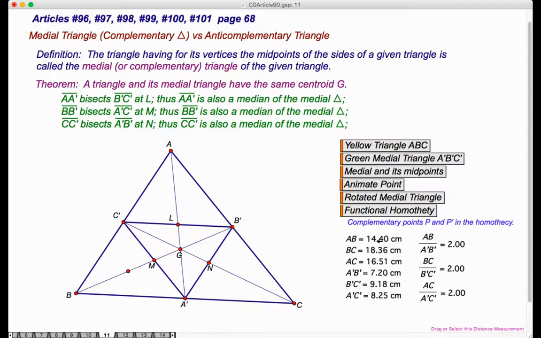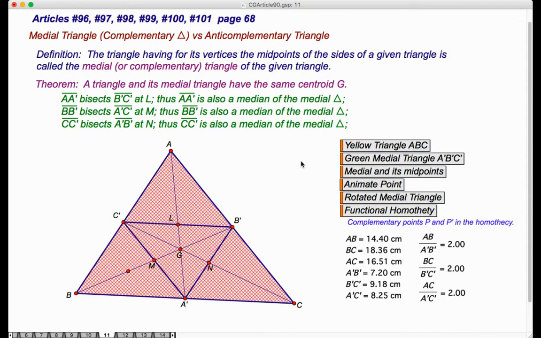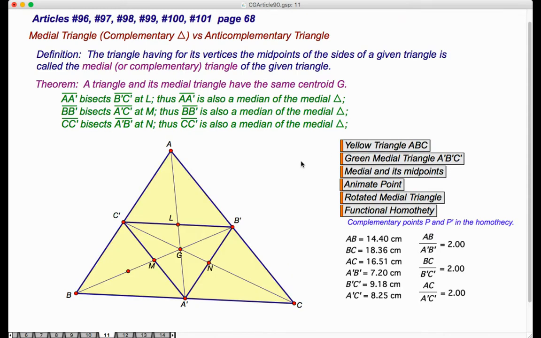Hello there. This time we're going to discuss 6 articles, and they are all related to medians of a triangle and their associated points, triangles, etc., through definitions or theorems or just immediate consequences of the theorems. Okay, so let's start with our original triangle ABC. That's our original triangle ABC.